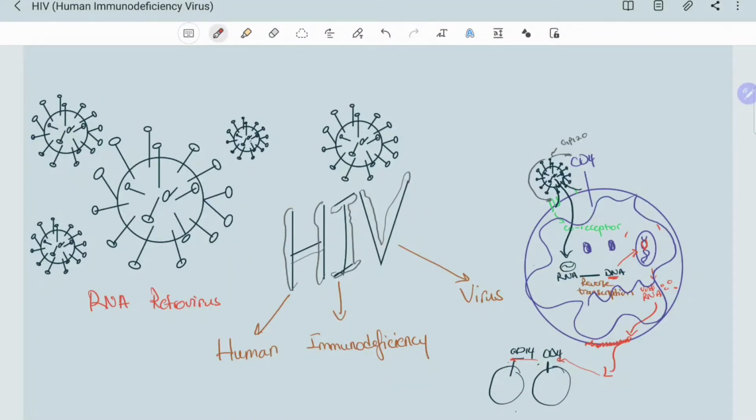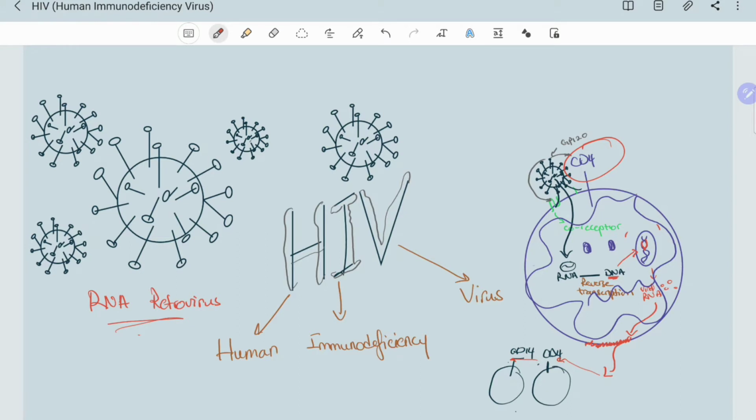HIV, short for human immunodeficiency virus. What is HIV? HIV is an RNA retrovirus. It means that it's a virus that uses RNA as its genetic material. So what goes on? It infects specific white blood cells with the CD4 receptor on their surface, as you can see here.